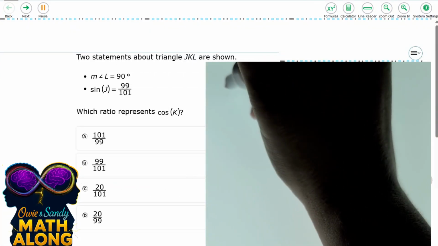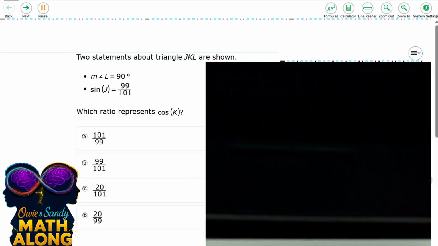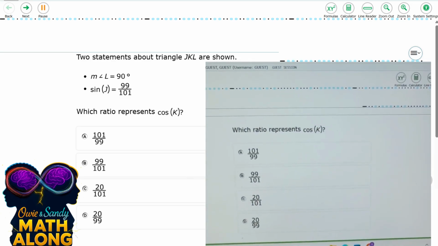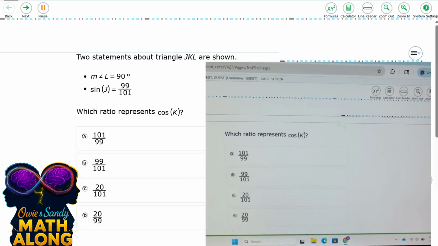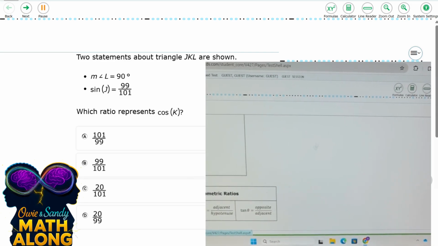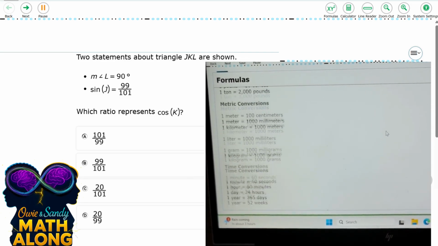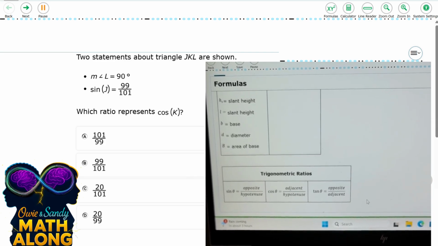Question number 1 comes right out the gate with a trig function question because they want to scare and intimidate you. But here's the thing. It's really not that hard. So you're going to come up to the formulas tab, okay? And at the very bottom of your formula sheet, you have the trig ratios.